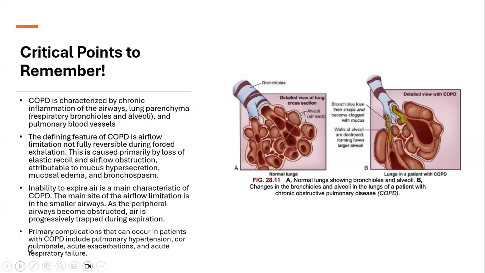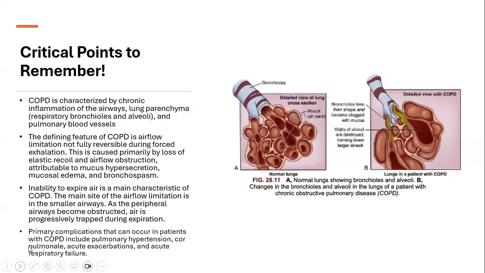The next point is that the inability to expire air is the main characteristic of COPD. The main site of the airflow limitation is in the smaller airways. So, as you can imagine, the peripheral airways become more obstructed. Air is progressively trapped during the expiration phase. The primary complications that can occur in patients with COPD include pulmonary hypertension, cor pulmonale, acute exacerbation, and also ARDS or acute respiratory failure, which is really life-threatening for patients with COPD.